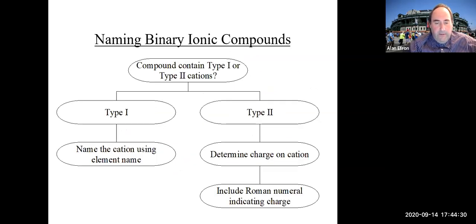Okay. Here's sort of a decision tree based on what we talked about. And again, really it is that metal which is the important one there. If it is a fixed charge, no Roman numerals. If it is a variable charge, which is a transition metal, or just to the right below the staircase, then you do need the Roman numeral to indicate the charge.